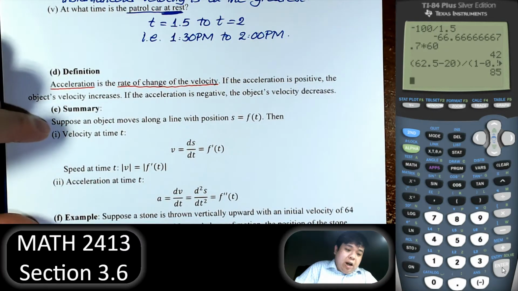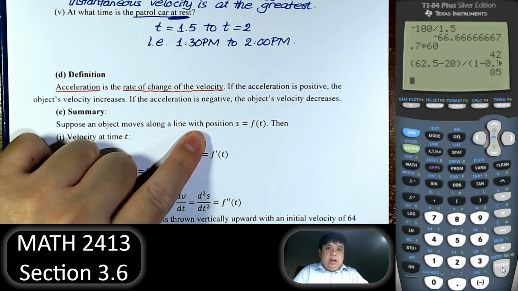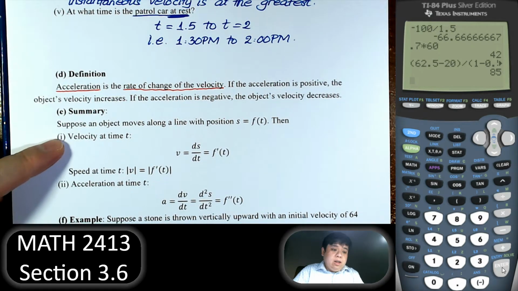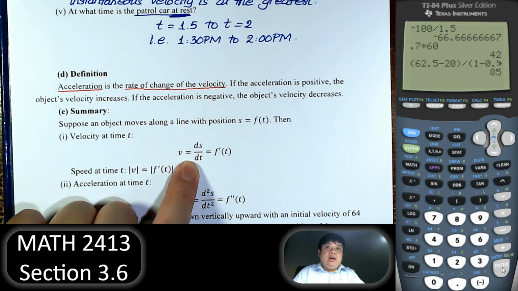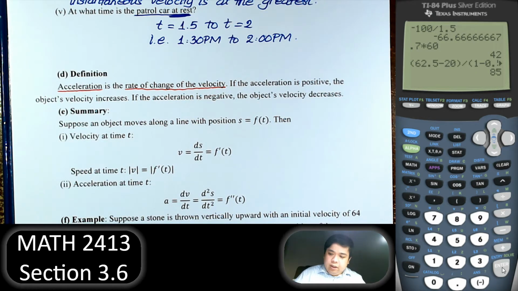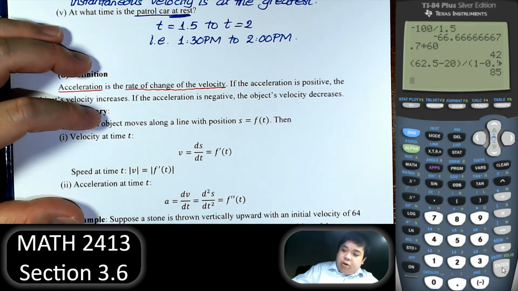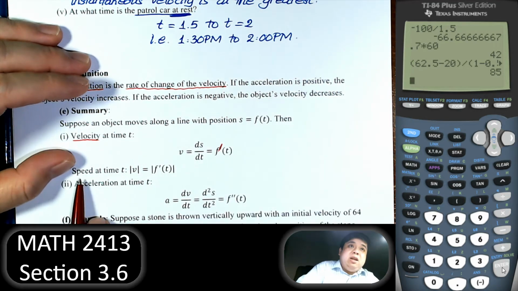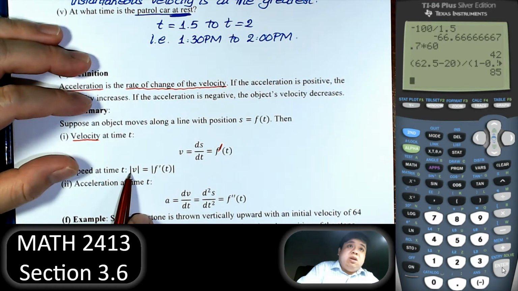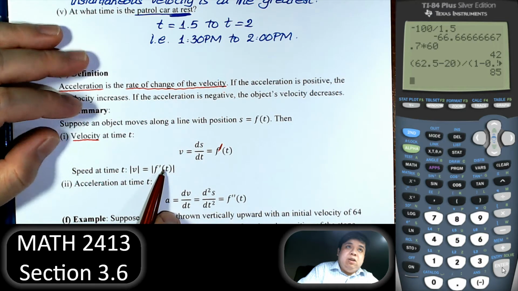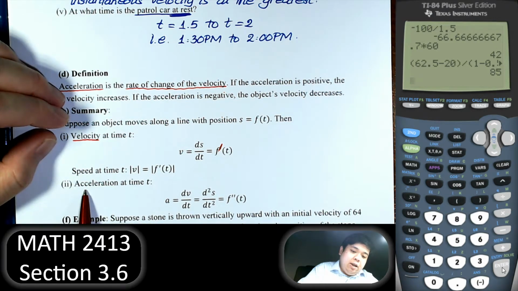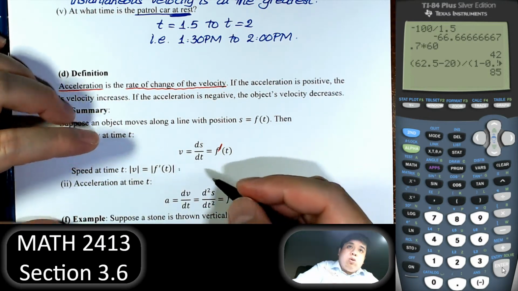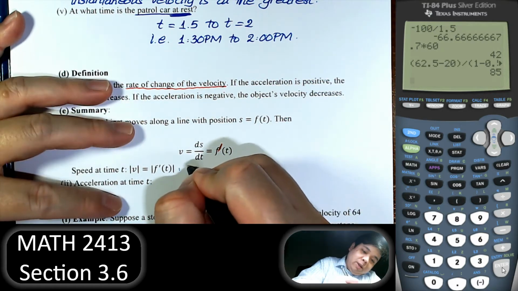So suppose an object moves along a line with the position equal to that, then the velocity at time t is given by this. So velocity is equal to the first derivative, and the speed is equal to the magnitude of the velocity, or the magnitude of the derivative. It's called the speed. Of course, because of the nature of absolute values, the speed is greater than or equal to 0, so speed cannot be negative.